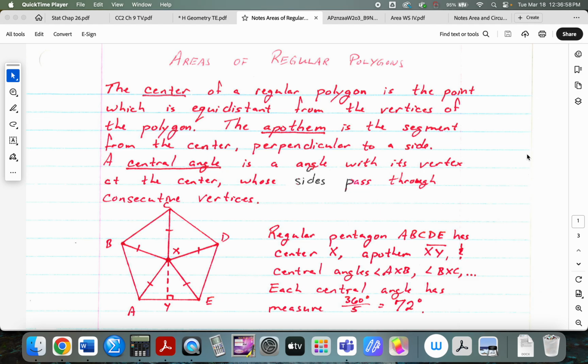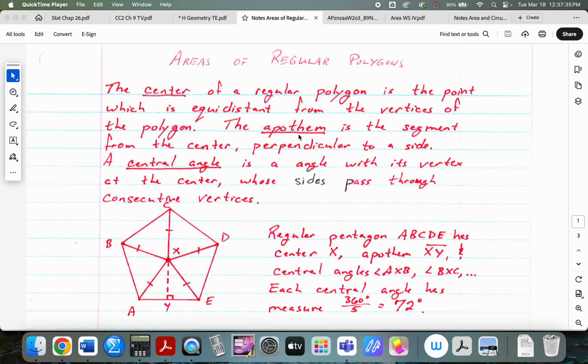So here with regular polygons, this is a formula that you haven't used before, and you have to know a few terms as well. The center, you know what center means, but the center of a regular polygon has to be the same distance from all the vertices. It has to be equidistant from all the vertices, which is why this has to be a regular polygon. If it's not a regular polygon, sometimes there is no point that is equidistant from all 5 or 6 or 7 or however many vertices it has.